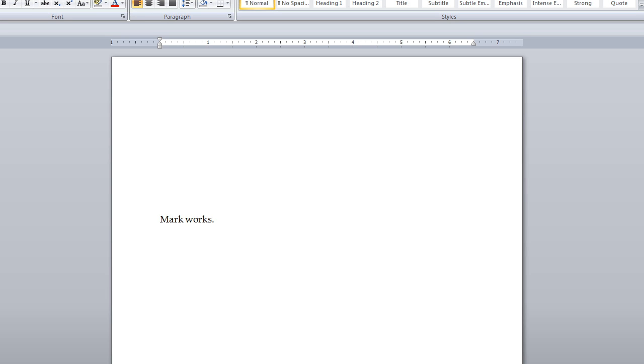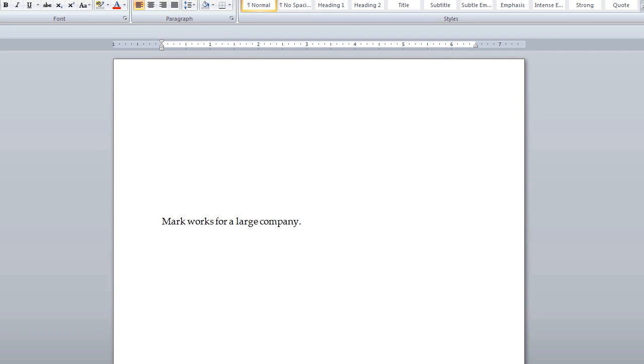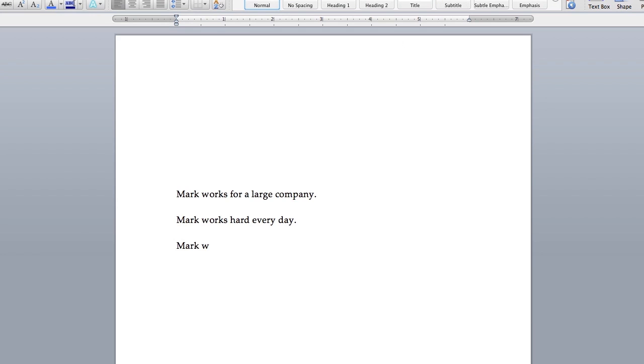So far, we've changed it up twice, and each version gives us a different look at the same basic idea, that Mark works. Mark works for a large company. This adds valuable meaning to the original sentence, doesn't it? Mark works hard every day. This meaning is different, yet we started with the same basic idea. Look at this one. Mark works hard every day for a large company. Is this still a simple sentence? Does it have one idea? Yes. And we still know it has a subject and a verb phrase, don't we? This last version uses the same subject, the same verb phrase, and all the descriptions we used in the first two versions. And it's still a simple sentence.